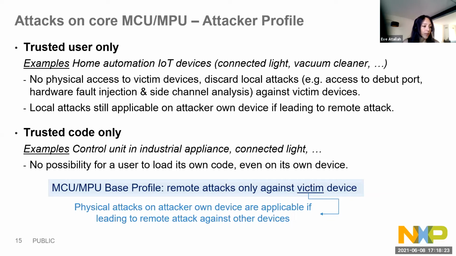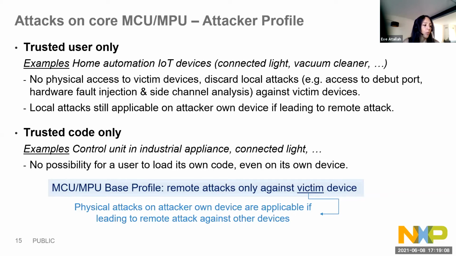So in the base context of the profile, there is no such mechanism to load untrusted code. Many IoT devices will not need to allow this user code loading. I guess that things like a connected light or fridge will not implement such a mechanism, even less sensitive products such as control units in industrial appliances, for instance. So under these conditions, only remote attacks against victim devices can be part of the test plan. No local physical attacks or local software loaded into the MPU will be considered.